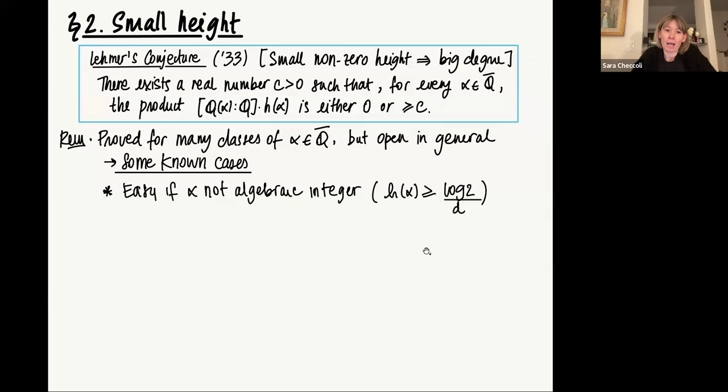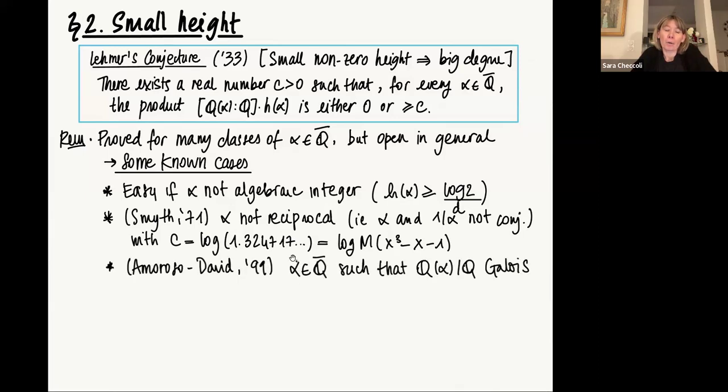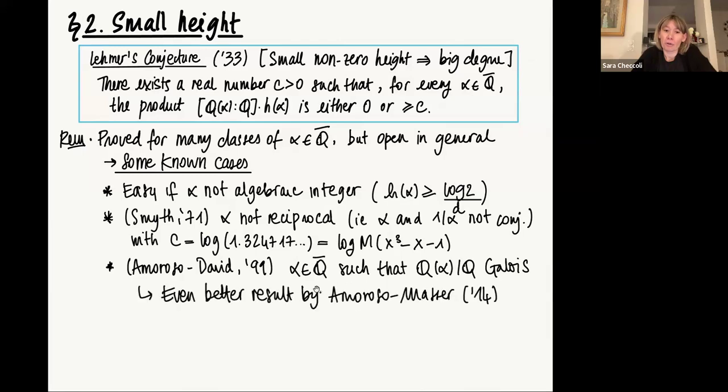It is very easy. Something which is not easy is a result of Smyth that proved that Lehmer's conjecture is true when alpha is not a reciprocal algebraic number. This means that alpha and 1 over alpha are not conjugate, or that the minimal polynomial of alpha is not palindromic. And there is also an explicit constant here for this class of algebraic numbers. Also, it is known by a theorem of Amoroso and David that Lehmer's conjecture has been proved for generators of Galois extensions of Q. And there is also a stronger result in this case for this class of algebraic numbers by Amoroso and Masser. I will discuss this later.